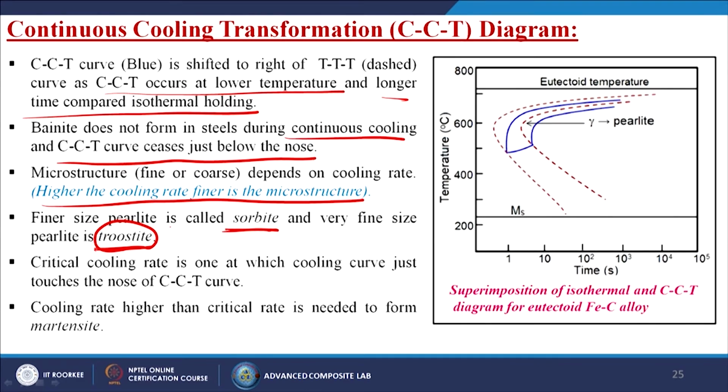So, fine-sized pearlite is called sorbite and very fine pearlite is called troostite. Critical cooling rate is the one at which the cooling curve just touches the nose of the CCT curve. A cooling rate higher than the critical rate is needed to form martensite. So, it is the superimposition of the isothermal and CCT diagrams for the eutectoid iron-carbon alloy.